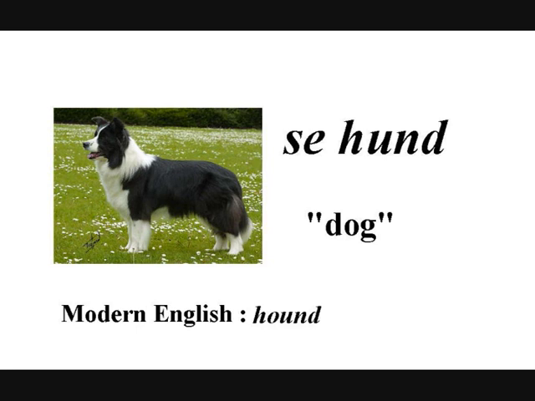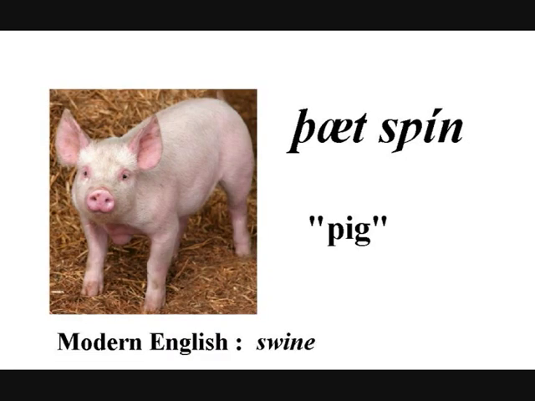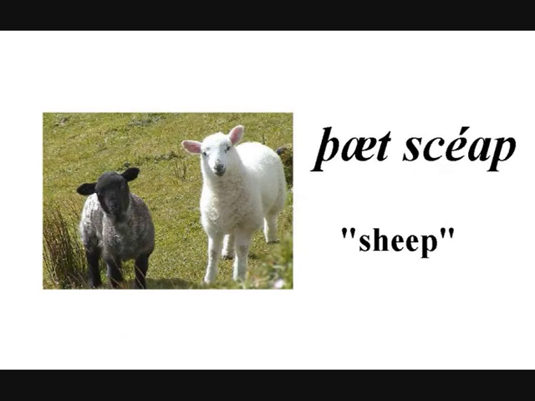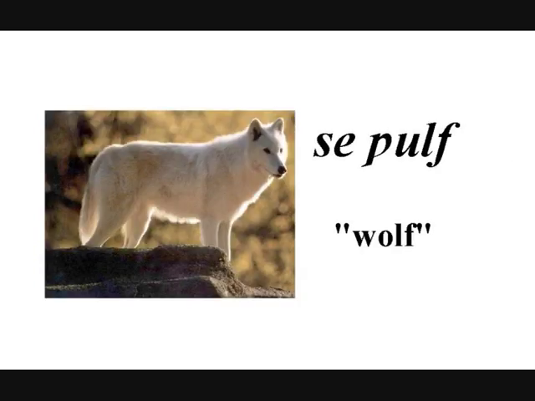Se hund, dog. Se hund, which, as you can probably tell, became hound in modern English. Þæt hors, horse, very easy. Þæt swin, pig. Þæt swin, swine in modern English. Þæt sceap, sheep. Þæt sceap. And lastly, se wulf, which is obviously wolf. Se wulf.